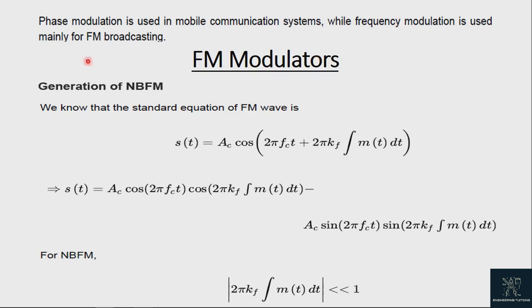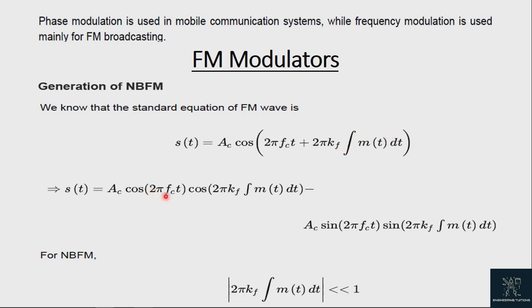Now FM modulators. There are two types of FM modulators which generate narrowband FM and wideband FM waves. So today in this session we will only discuss the generation of narrowband FM. Now generation of narrowband FM. We know that the standard equation of an FM wave is s(t) equals Ac cos(2 pi fc t plus 2 pi kf times the integration of the message signal with respect to time).